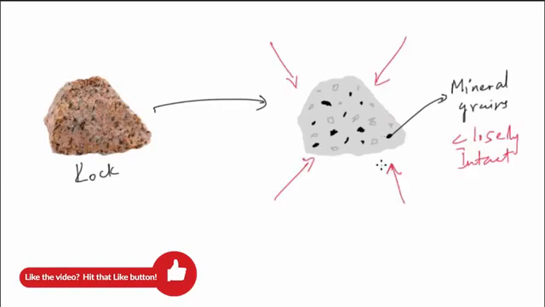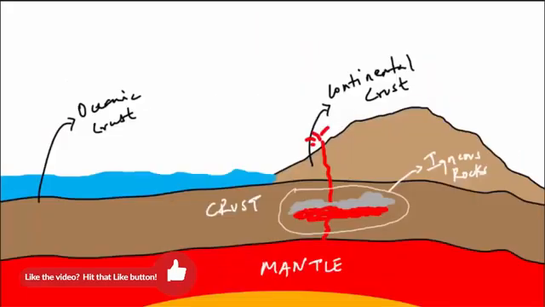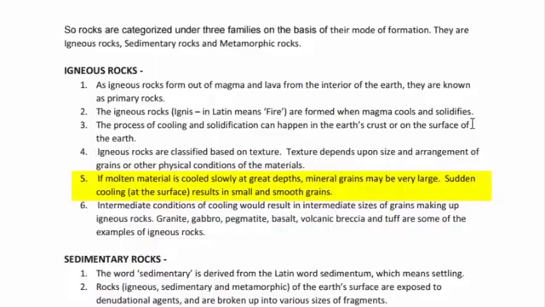And as it is, there is a huge amount of pressure under the crust, and plus the temperature is not normal too. So in this situation, those igneous rocks that are formed under the crust or in deep depth of the Earth tend to be very large in size. It's like as long as the rock is under the Earth's surface, the pressure and temperature don't let the mineral debris split apart. It keeps them intact. The intermediate conditions of cooling would result in intermediate sizes of grains making up igneous rocks.